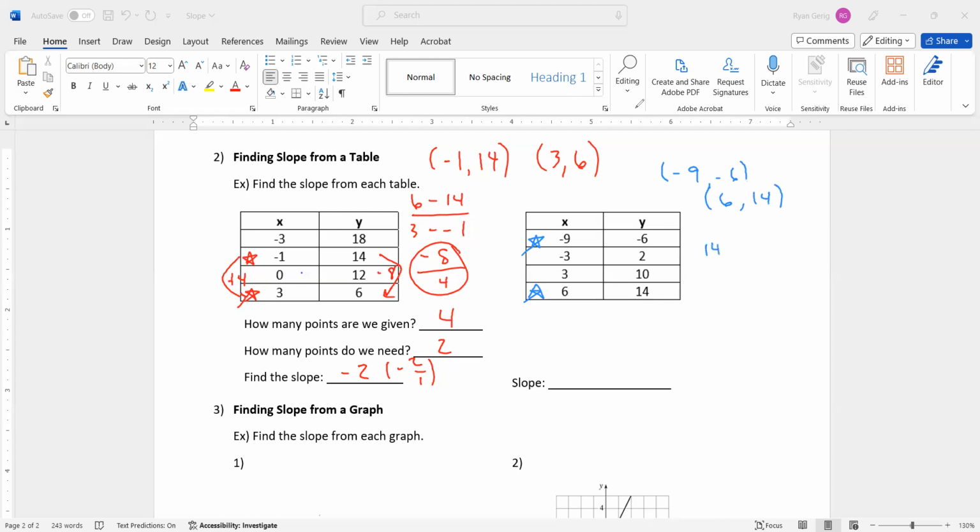All right, so 14 minus -6, and then 6 minus -9. 14 minus -6 is +20. 6 minus -9 is +15. Take 5 out of both of those, I get 4 over 3. That's my slope. And so that's finding slope from a table.